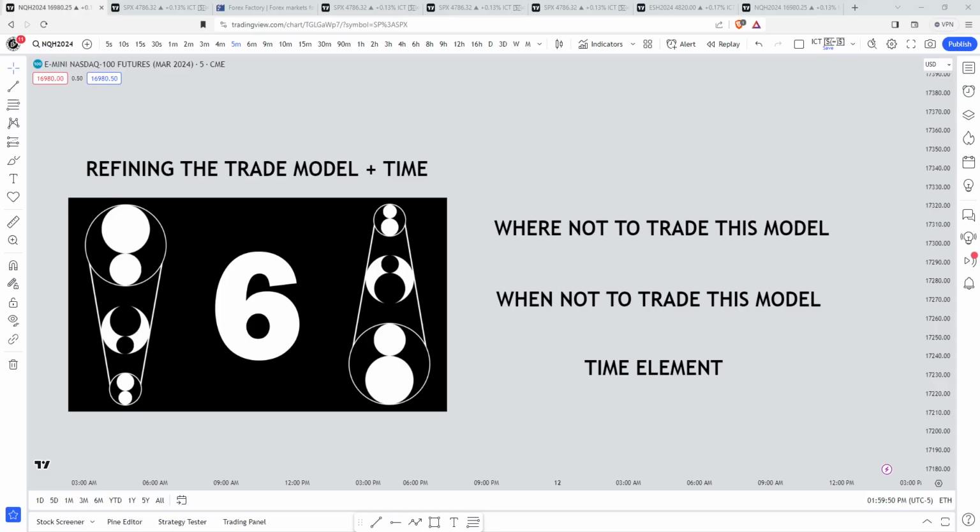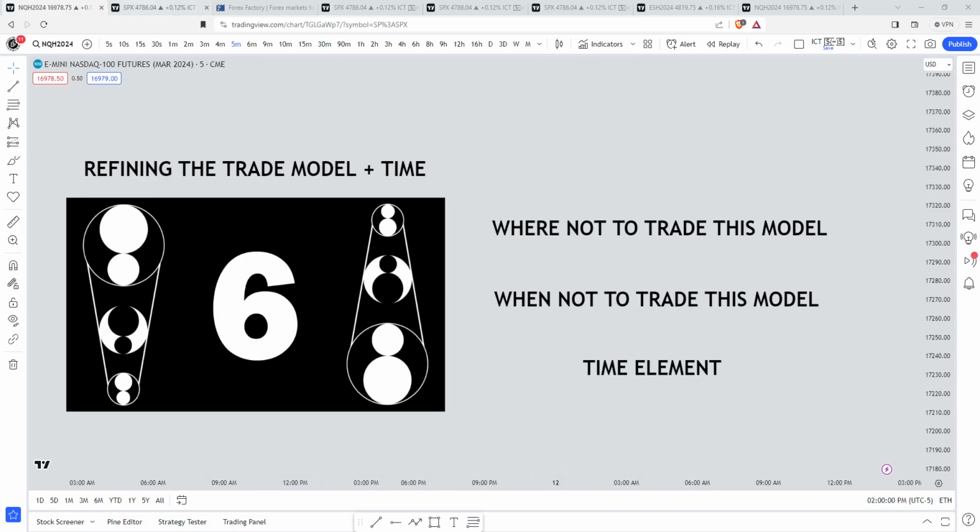We're going to be talking about refining the trade model and also adding the time element to it. In refining the model, I'm going to be discussing where not to trade the model and when not to trade the model. Let's first dive into when not to trade this model.